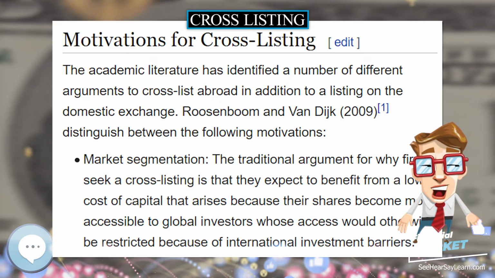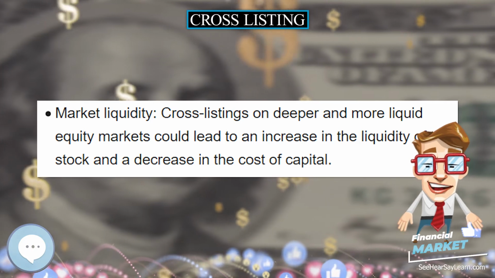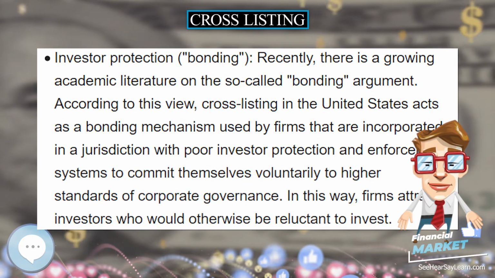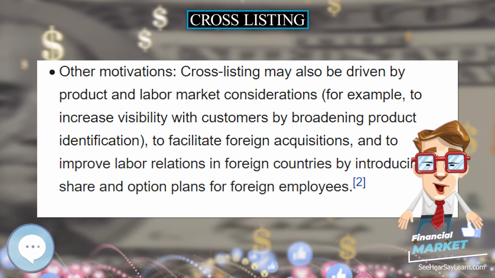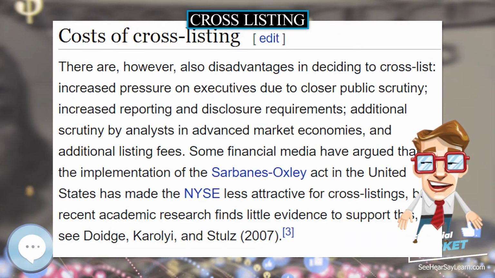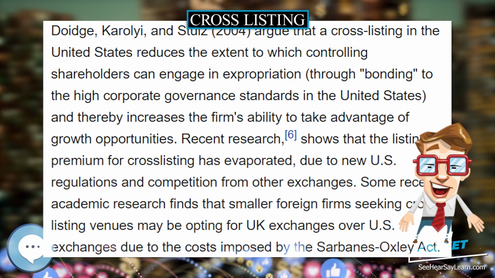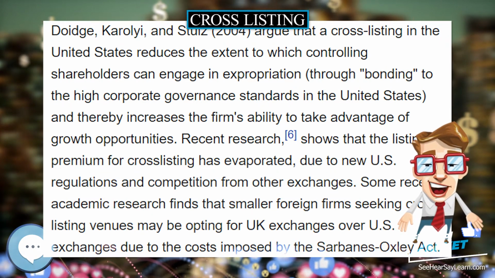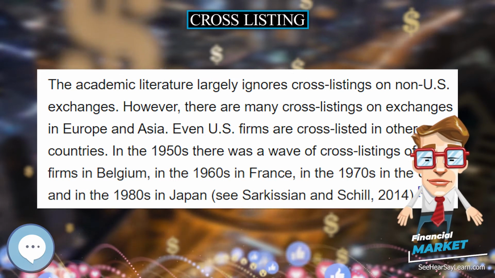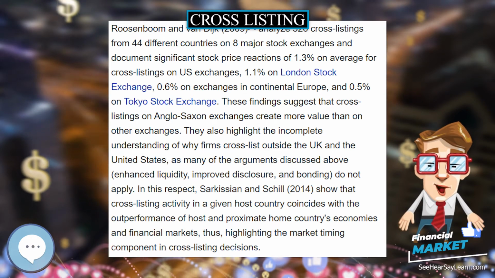Deutsch, Karoyi, and Stahls, 2004, show that companies with a cross-listing in the United States have a higher valuation than non-cross-listed corporations, especially for firms with high growth opportunities domiciled in countries with relatively weak investor protection. The premium they find is larger for companies listed at official U.S. stock exchanges, Level 2 and 3 ADR programs, than for over-the-counter listings, Level I ADR program, and private placements, Rule 144A ADRs. Deutsch, Karoyi, and Stahls, 2004, argue that a cross-listing in the United States reduces the extent to which controlling shareholders can engage in expropriation, through bonding to the high corporate governance standards in the United States, and thereby increases the firm's ability to take advantage of growth opportunities.